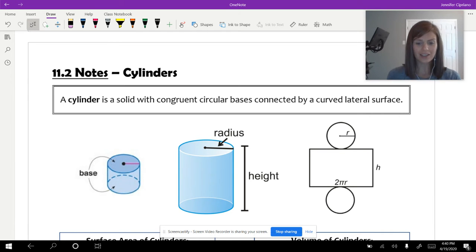So a cylinder is essentially a prism that has circular bases. That's not the technical definition, but that's the easiest way to think about it. If you remember from the first unit, I used my cake mix box a lot. This was a rectangular prism. It had bases that were rectangles, and those were connected by these rectangular sides.